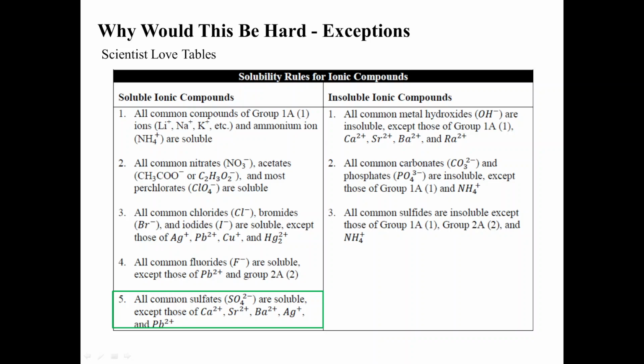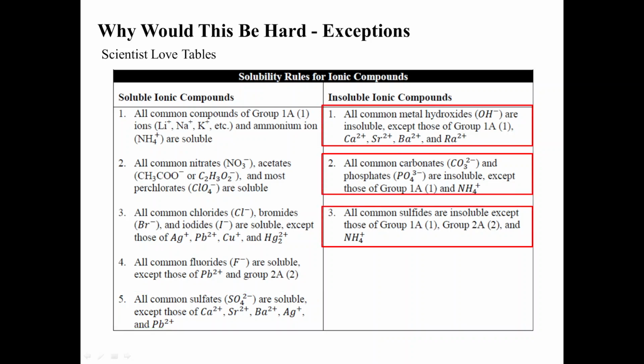Now, there are certain things that are generally insoluble in water. We have the hydroxides, carbonates, sulfides, and phosphates. The main exception to these being insoluble would be anything that's in that far left column on the periodic table. All those are going to still be soluble, along with a handful of elements in the second from left column on the periodic table, and the ammonium ion. So these are general rules for solubility, and keep in mind that they are just general rules.